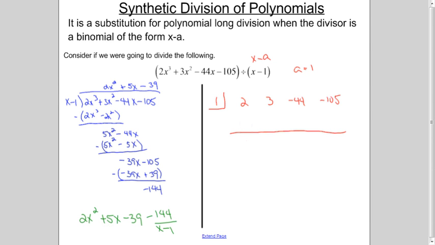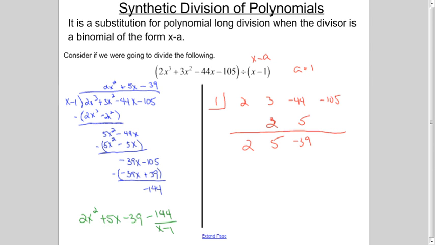So I'm going to get 2. Then I'm going to do 1 times 2 to bounce multiply, and get 2 here. Then I'm going to add down and get 5. And then I'm going to do 1 times 5, and that'll give me 5, doing that little bounce multiply step. Now I'm going to add down and get negative 39.